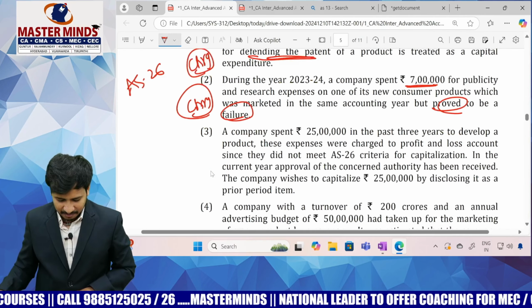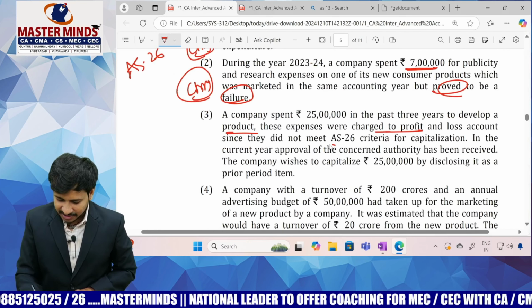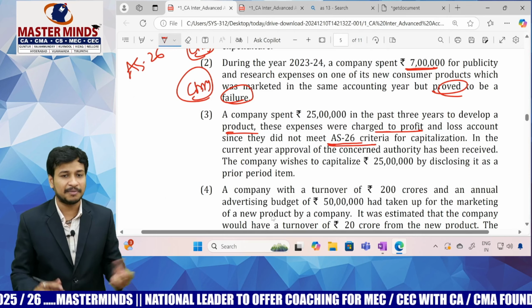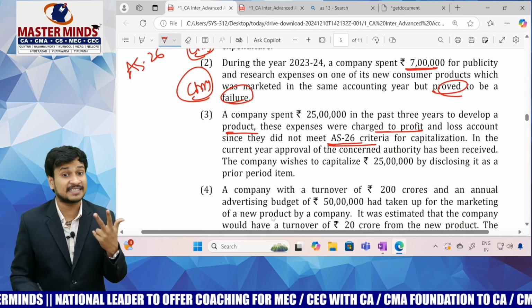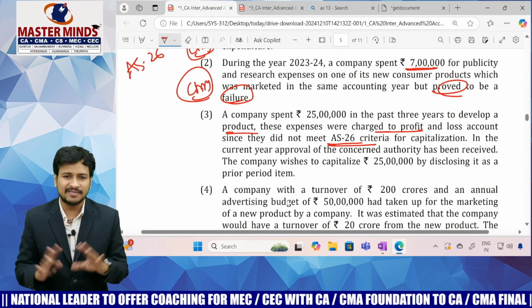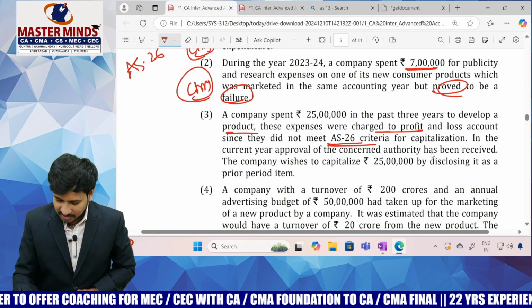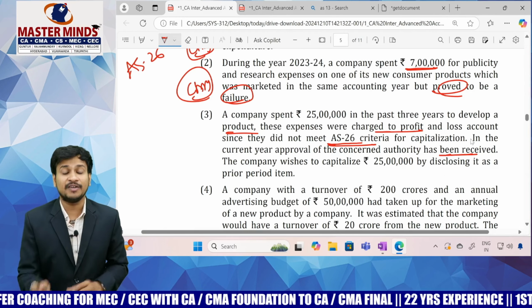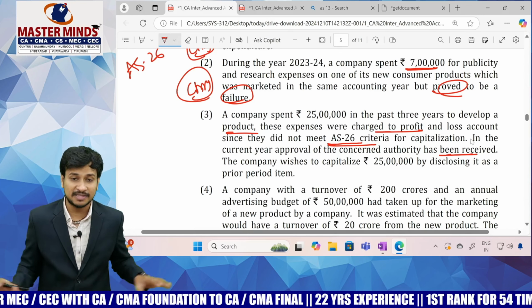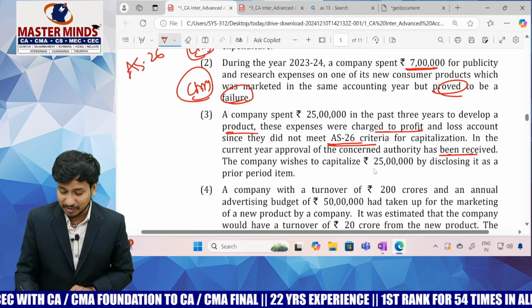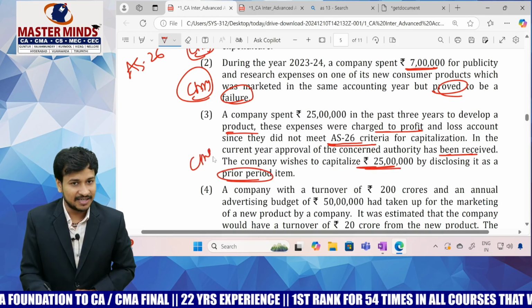Company spent 25 lakhs in the past years to develop a new product. These expenses were charged to P&L account since they did not meet AS 26 criteria. Might be development criteria. If you have remembered, it should satisfy the definition of asset, intangible asset, and 6 conditions. So the criteria was not satisfied, and hence it was charged to P&L. In the current year, approval of concerned authority is received. Very good. And from the current year, the expenditure can be capitalized. But remember, once charged the past expense, it can never be capitalized. But company is wishing to capitalize 25 lakhs as if it's a prior period item. No, that's wrong. It continues to be charged.